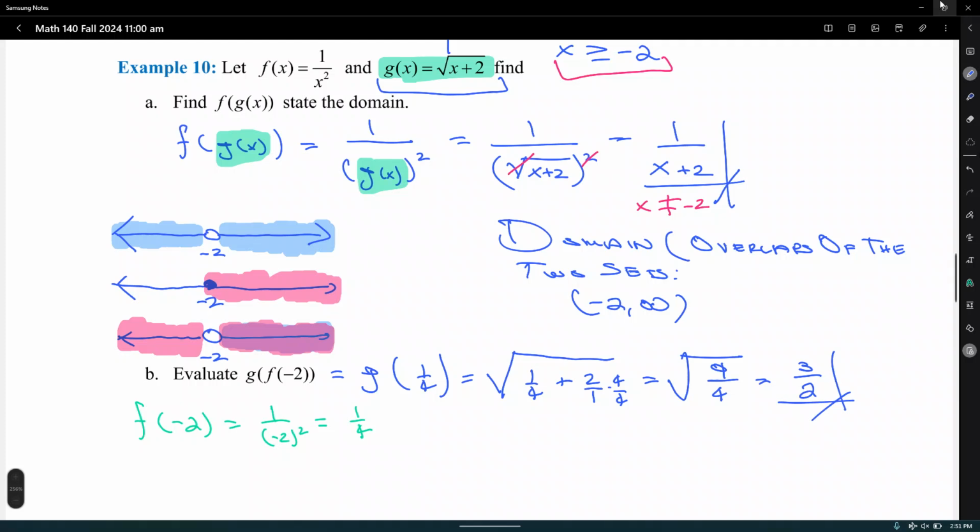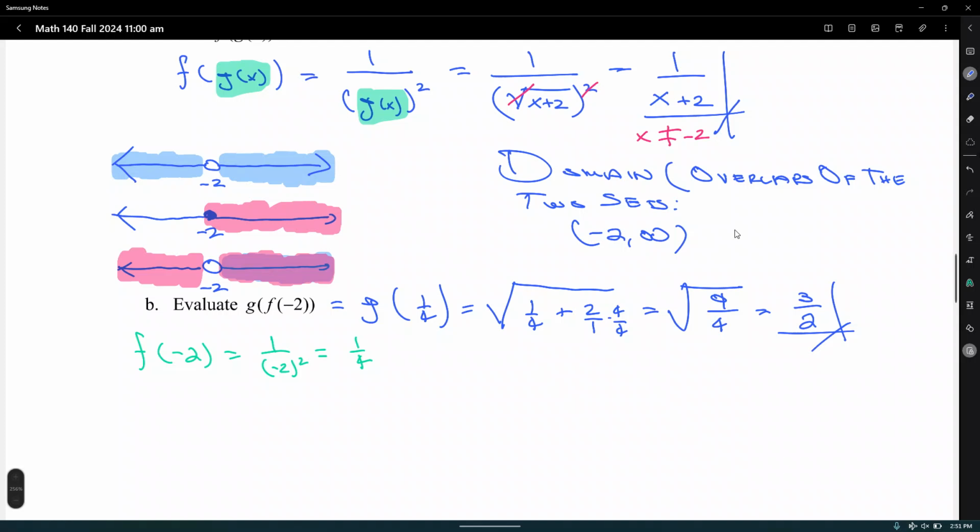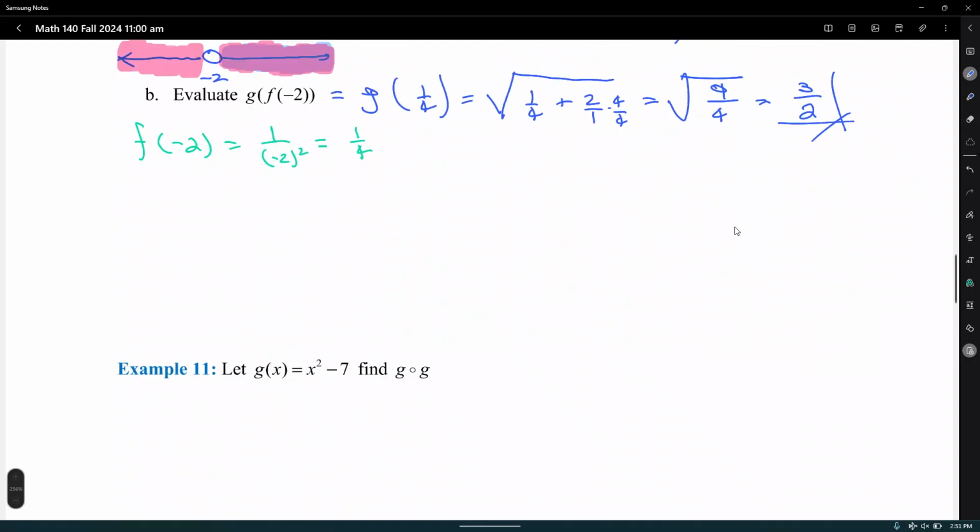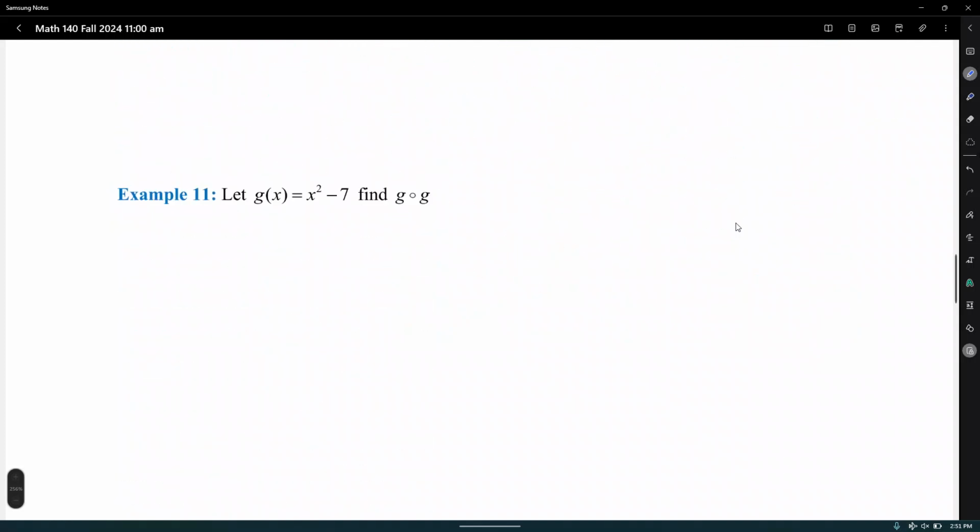Okay, they're asking us to solve a couple more problems. Well, example number 11. Let g of x equals x squared minus 7. Actually in this case, they're only giving us one function, so they want us to compose a function with itself, which is possible. All we do is substitute the function into itself.